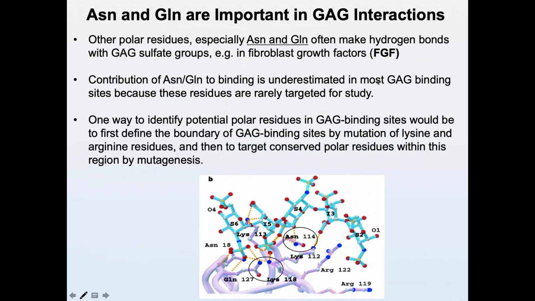An example is FGF. You have asparagine 114, and then you have glutamine 127. You make a mutation of asparagine to a glycine, you reduce the binding. Same thing happens with the glutamine. You make a mutation to glycine, you also reduce the binding. So these amino acids, even though they are not involved in ionic interaction, are also very important in the GAG interaction.